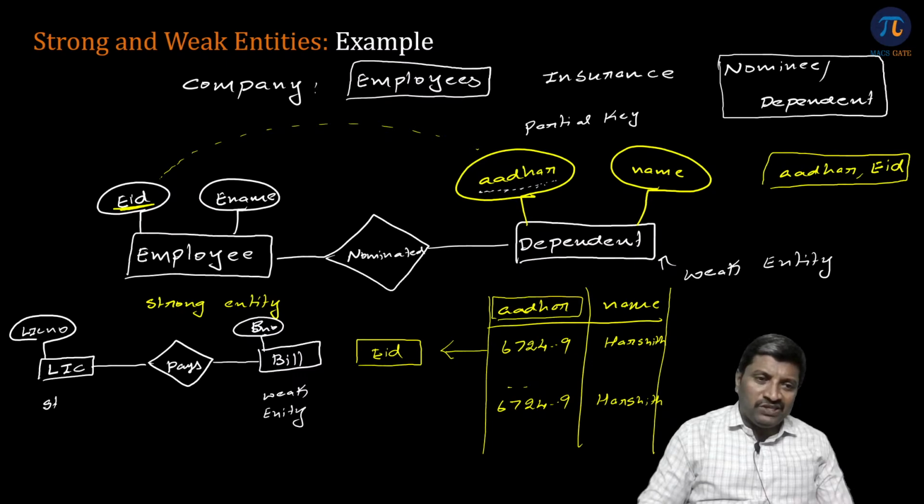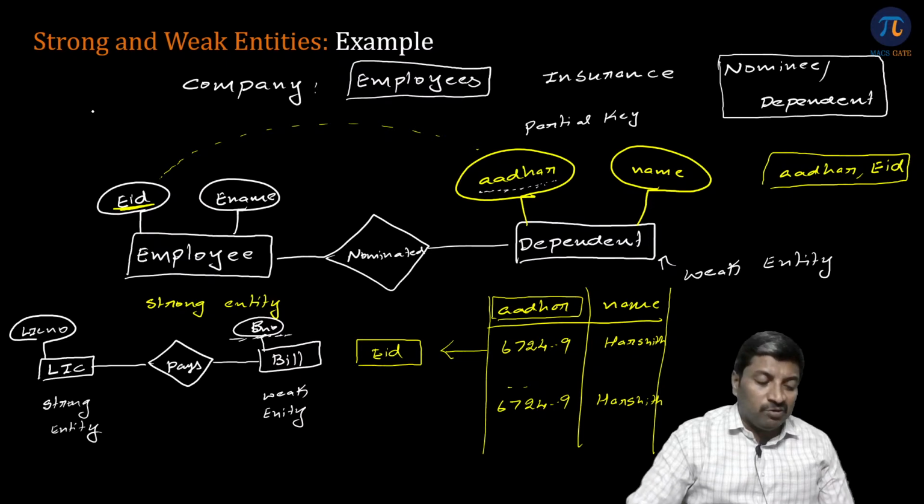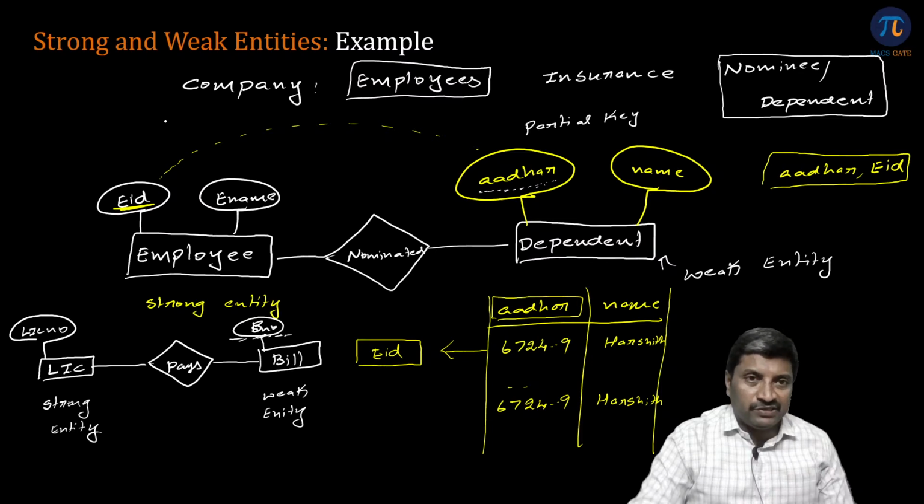So anyway, LIC number details like who is nominee, who is the person paying and everything, all these LIC will have one key. So that is an example of a strong entity and it is partial key. Hope you are clear about strong entity and weak entities.